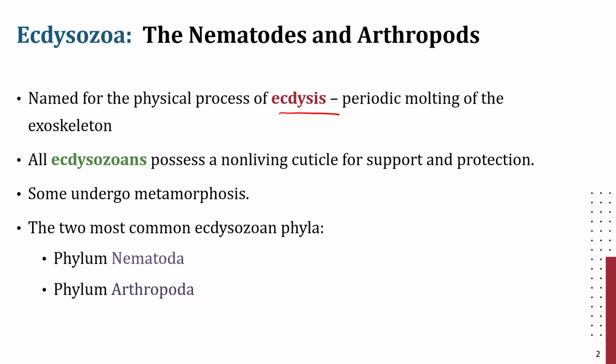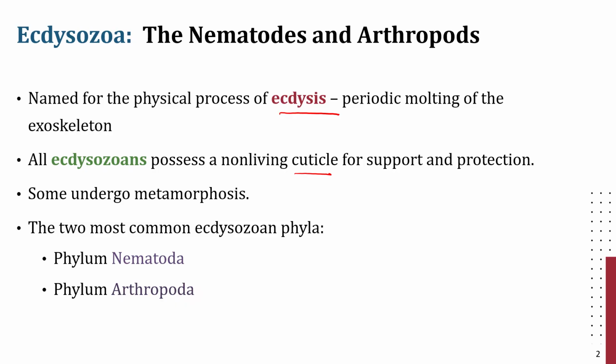So they periodically get too big for the exoskeleton, shed it, and then secrete a new exoskeleton, get a little bit bigger, shed it again, secrete another one. So this is going to happen in both of our groups, the nematodes and the arthropods. Both of these are characterized by a hard outer structure that's going to provide a little bit of support and protection. The general name for that exoskeleton is called a cuticle, and we'll see that cuticle in our different groups.